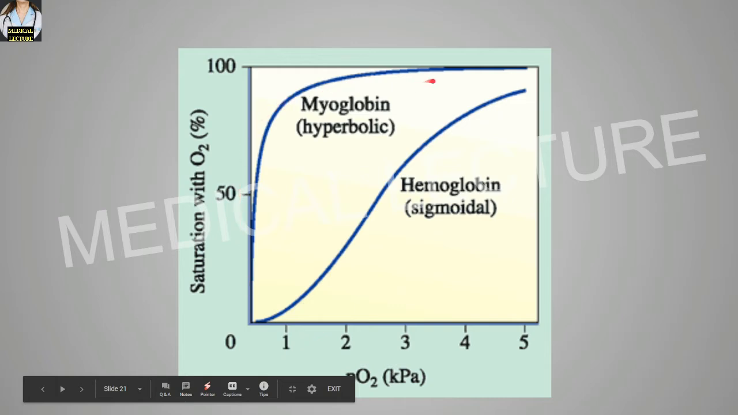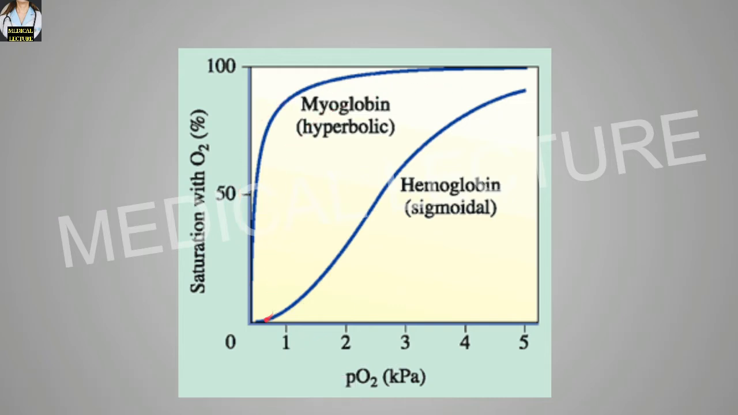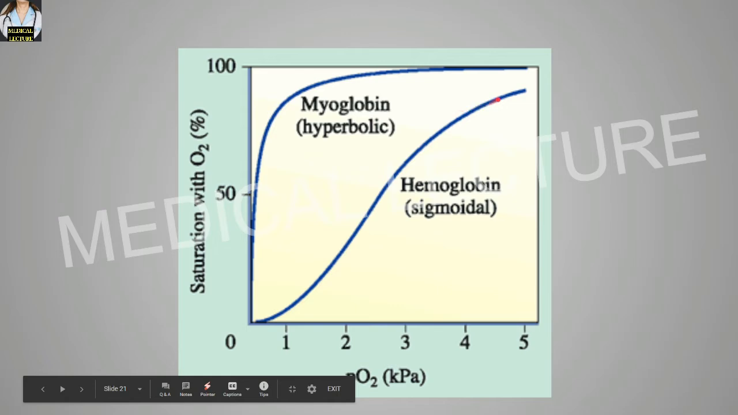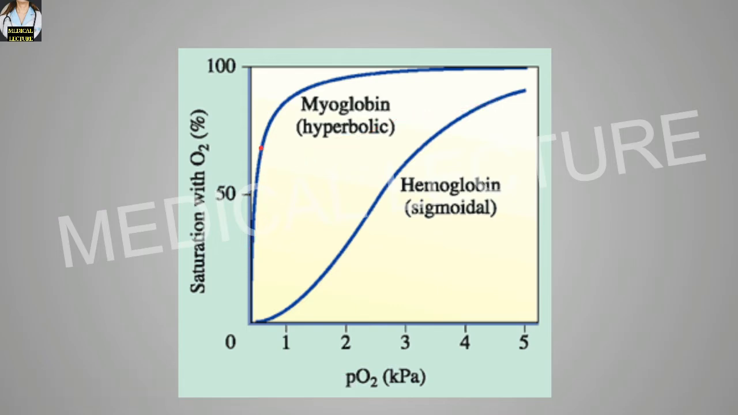Now the next graph is the myoglobin oxygen dissociation curve, and as you can see, this is a rectangular hyperbola. This is the hemoglobin dissociation curve, while this is the myoglobin dissociation curve, and this is a rectangular hyperbola.